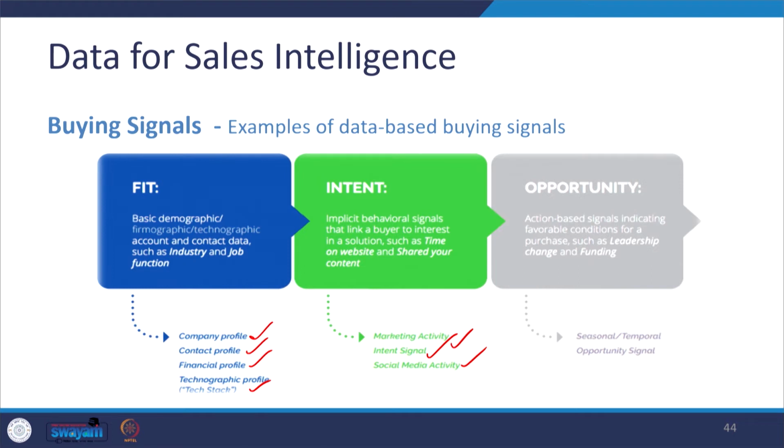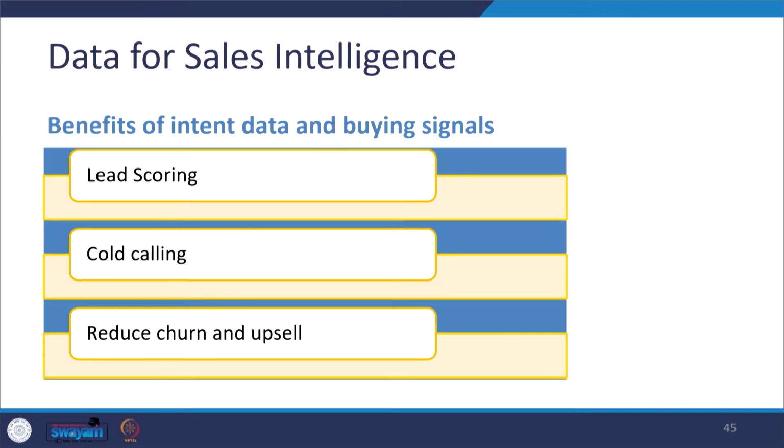And then opportunity data, which is action-based signals indicating favorable conditions for a purchase, such as leadership change or funding. So even where a particular customer has not made any visit to your website, or any third-party vendor or website, sales intelligence software can track these industry changes. If something changes in the top leadership at XYZ company, it will trigger that event so that you can have a round of interaction with the new management team and push for your own products and services. So what are the benefits of intent data and buying signals?